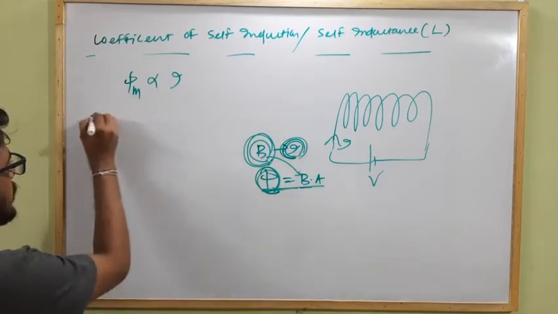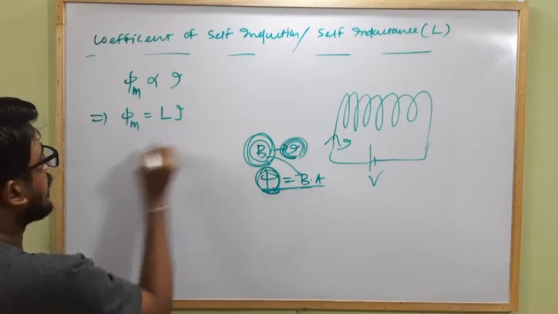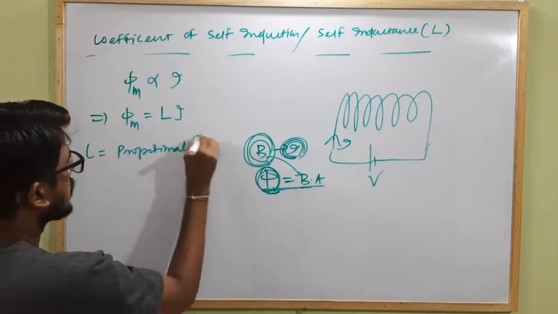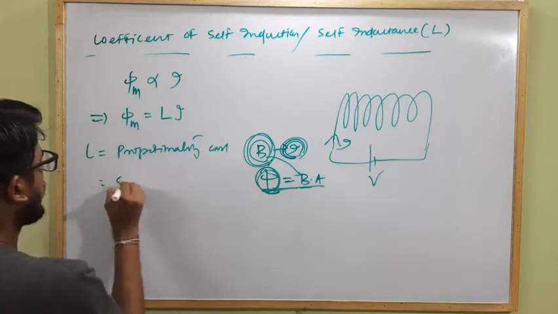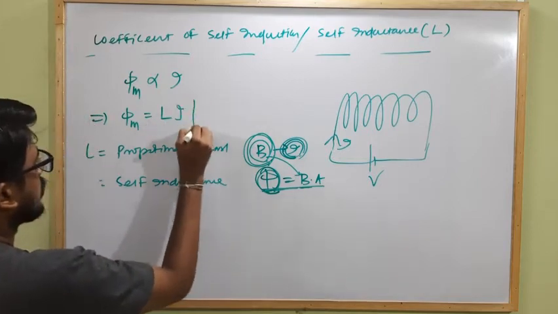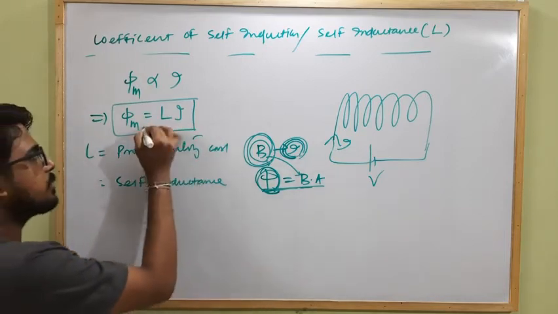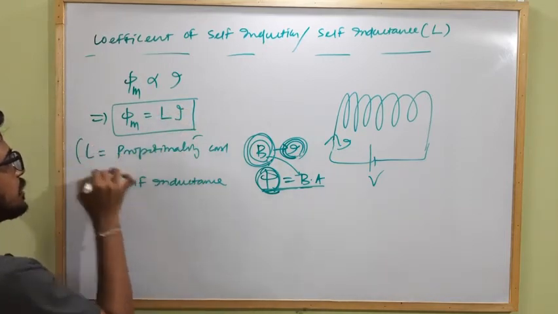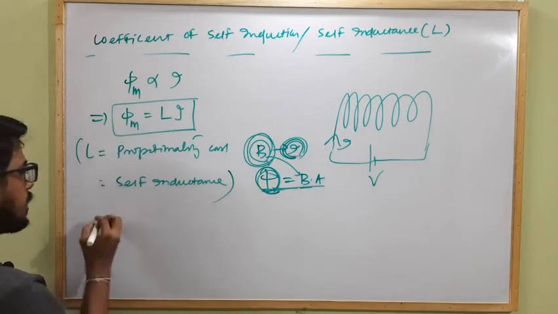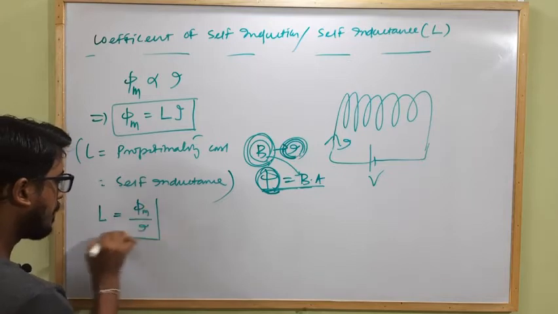Clear? This can be simply written as phi m equal to some constant L into I, where L is the proportionality constant and is known as self-inductance. Clear? So the magnetic flux phi is directly proportional to the current flowing through the inductor. That's why phi is equal to some constant L into I, and here L is the proportionality constant, which is known as self-inductance or coefficient of self-induction. That's why we can write the coefficient of self-induction is equal to phi m divided by I. Clear?